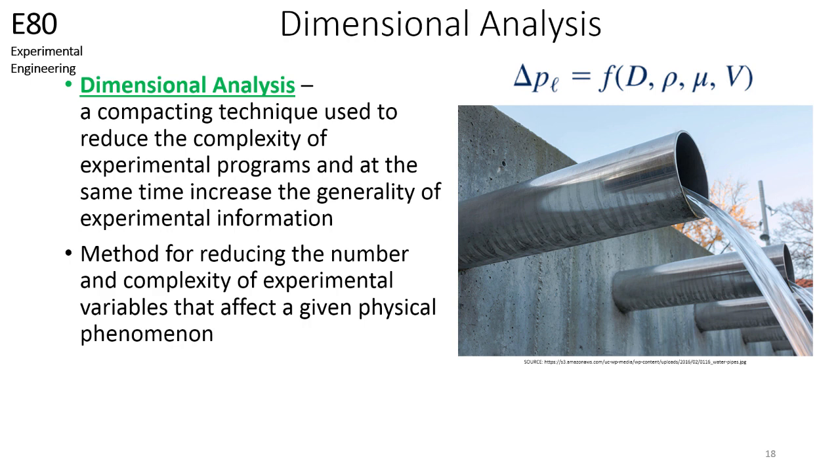The first step in planning an experiment for this problem would be to decide on the variables that will have an effect on the pressure drop per unit length. In this case, it is the pipe diameter d, fluid density rho, fluid viscosity mu, and the mean velocity of the fluid flowing through the pipe, v.